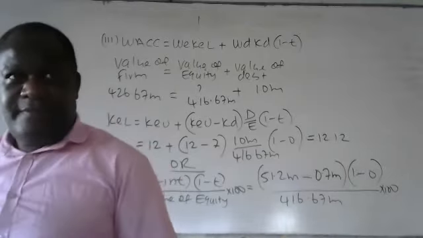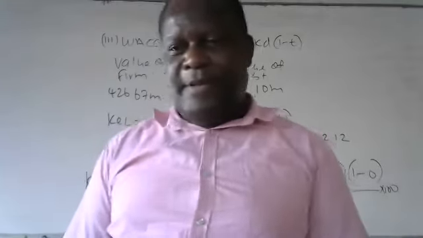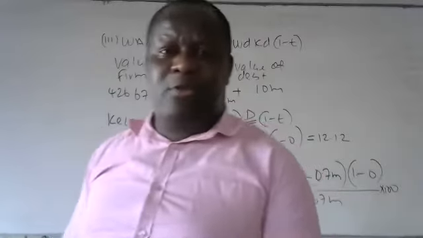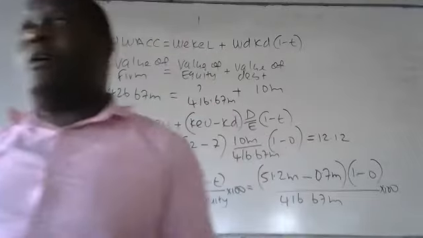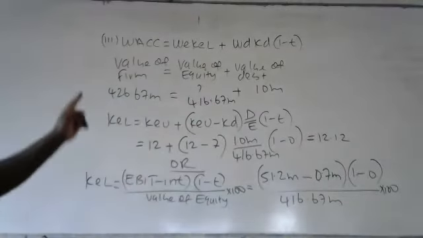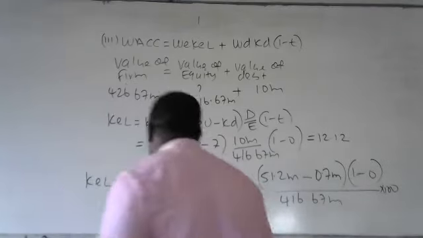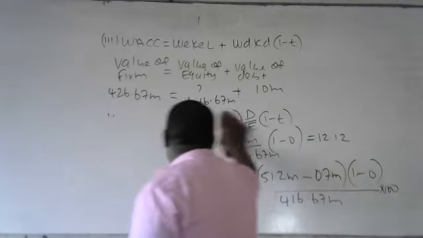Sorry, it is 12.12. It should be 12.1. So just pick one of the formulas and use it. It will give you the same outcome. So now we compute our WSC. We should now be able to calculate our WSC.